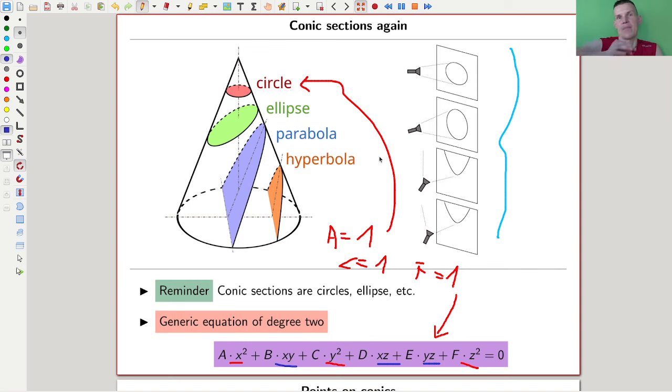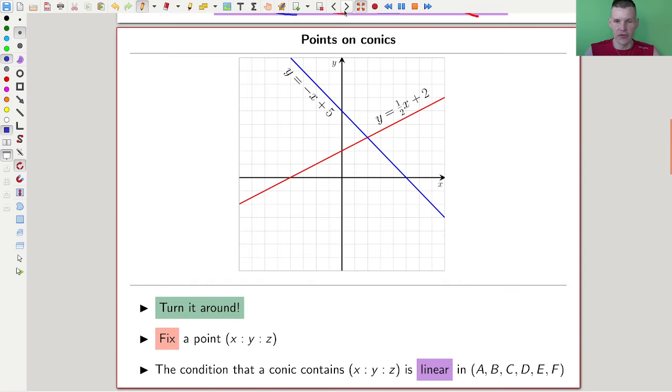So there should be a map that makes something linear into something of degree 2. And this is exactly this symmetric embedding, which I am going to show you. So this is the idea. So the conic sections, depending on how you look at them, are either degree 2 or degree 1. It depends a bit how you look at them.